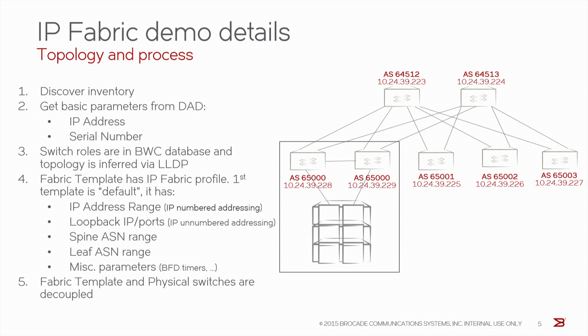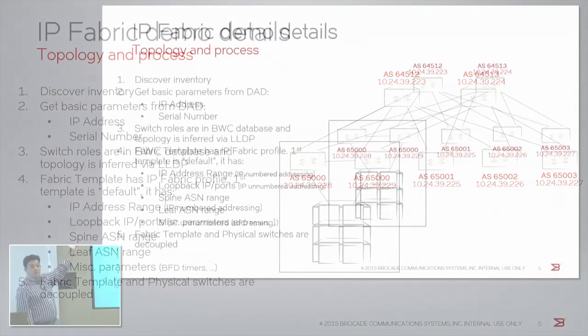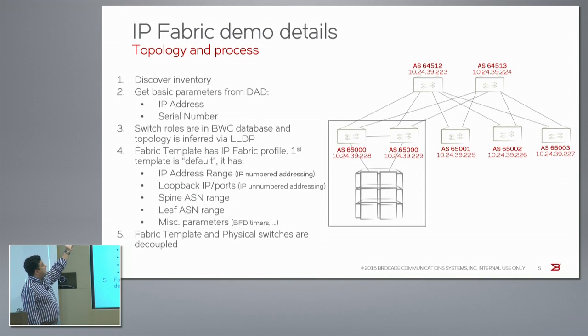The way this works is, when I start the demo, I discover the inventory. What are the switches? I get some basic parameters from the DAT process, which are already populated in the database. The switch roles are discovered based on connectivity, how the fabric is connected. And basically what's happening is I create a template. In my demo, I'm going to call this template a default template.